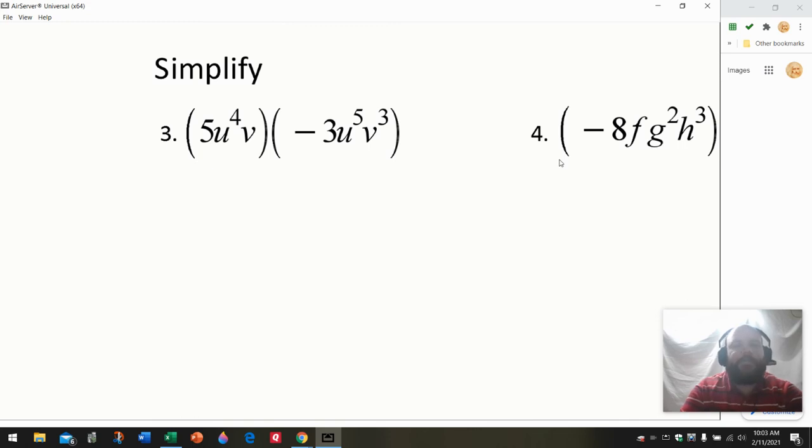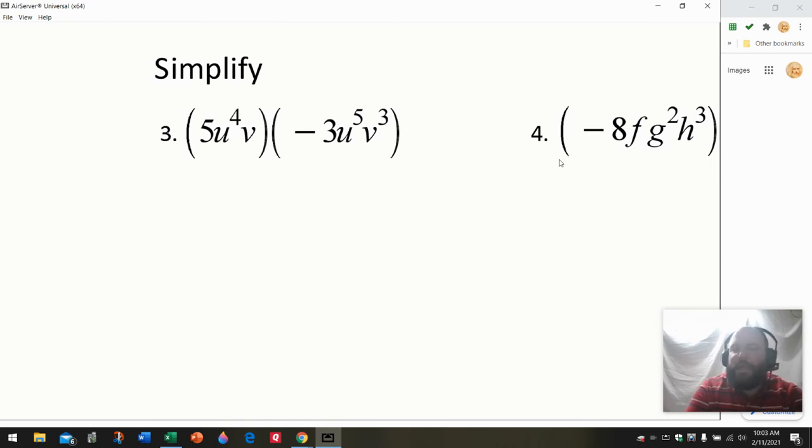Now, the next one is even more complicated because there's a bunch of parentheses, but in reality, it's really not. It just looks more complicated. The reason why they put parentheses here is because of this -3. They didn't want you to think that it meant minus 3, so they had to put parentheses around it. But it's all multiplication all the way across.